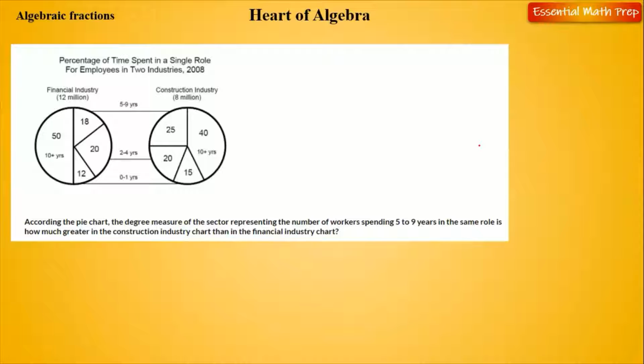There's just a lot of terms, a lot of variables, a lot of numbers. So you have to focus on what it is that you want. The key here is the degree measure, okay? What's a degree measure? Well, we have a pie chart, so we know the total angle is 360 degrees, right? So let's do the financial industry first.